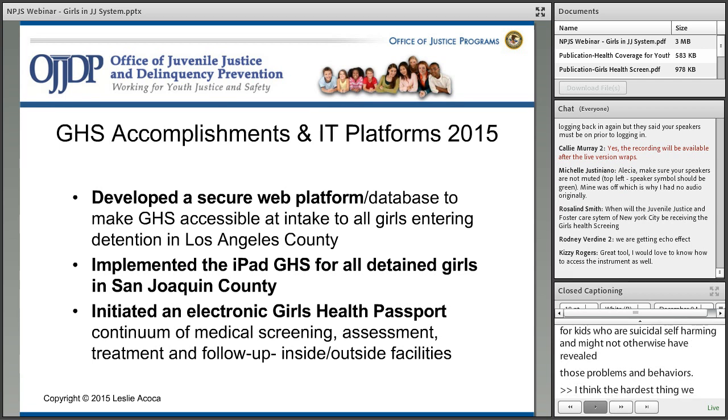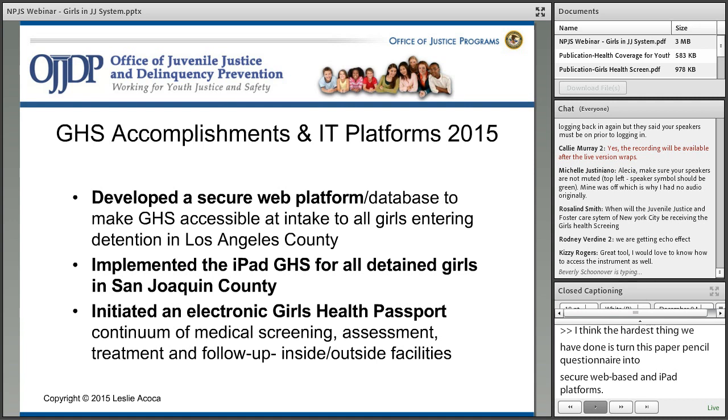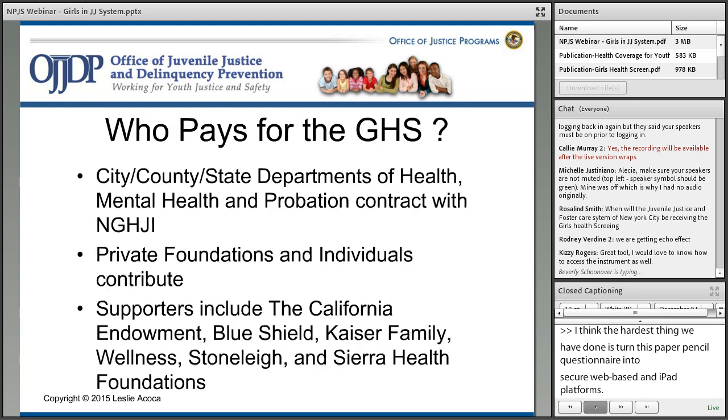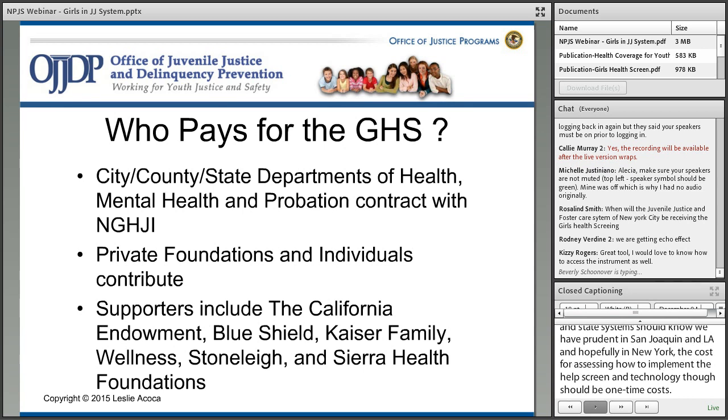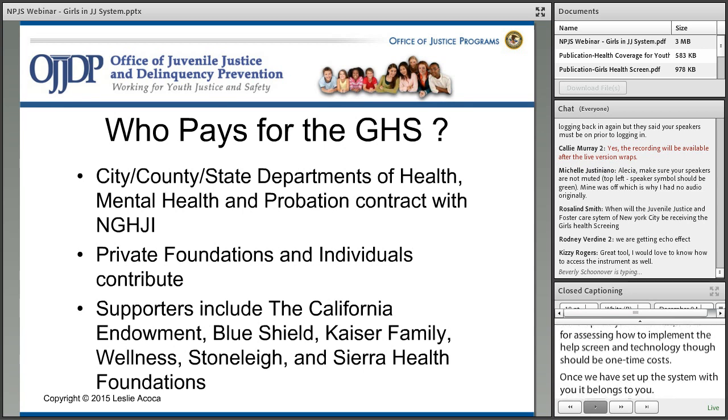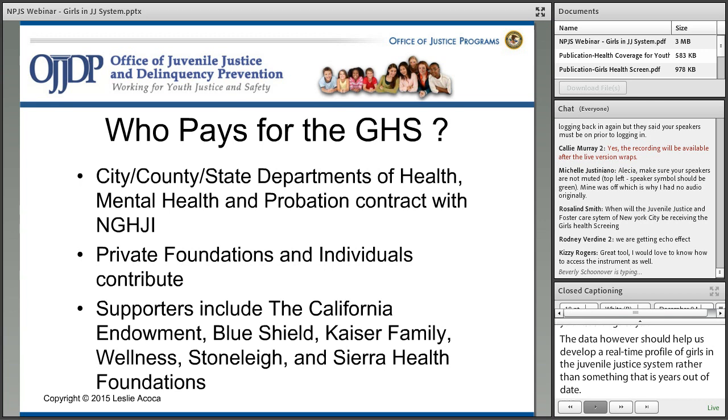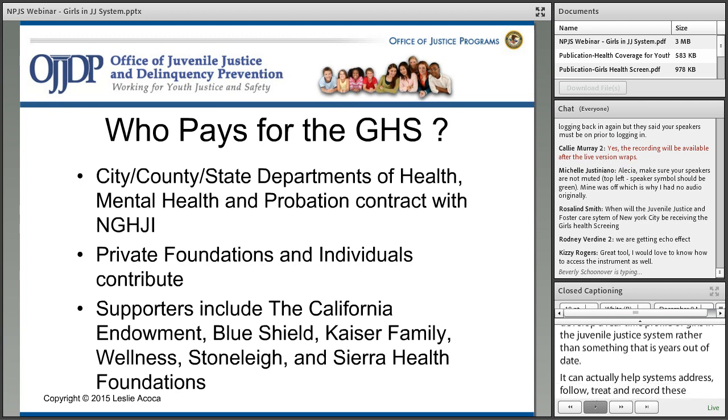One thing that county systems and state systems should know, and we've proved it in San Joaquin and LA, and hopefully we will in New York, is that the costs for assessing how to implement the Girls' Health Screen and developing the technology should be one-time costs. The system, once we've set it up with you, belongs to you. The data, however, should help us develop a real-time profile of girls in the juvenile justice system rather than something that's years out of date or inconsistent, and that can actually help systems address, follow, treat, and record these problems immediately. The people who pay for the Girls' Health Screen are departments of health, mental health, probation. We've had some private foundation support and individuals. Our foundation supporters have primarily been on the health end.